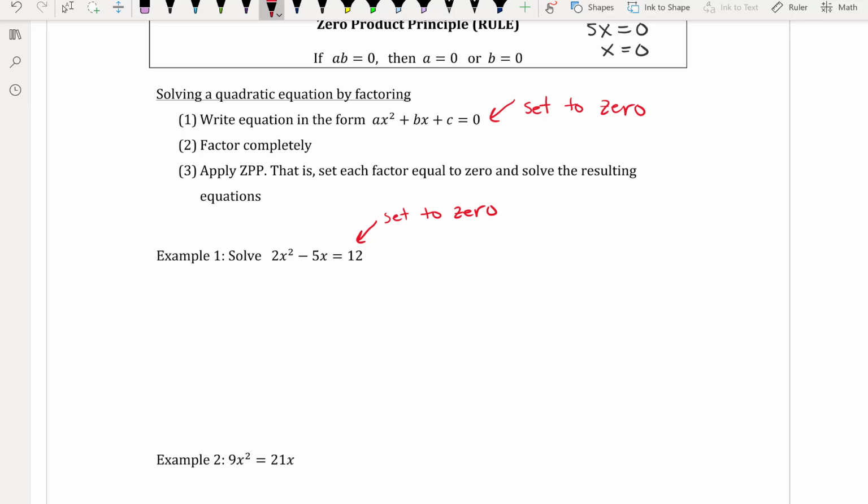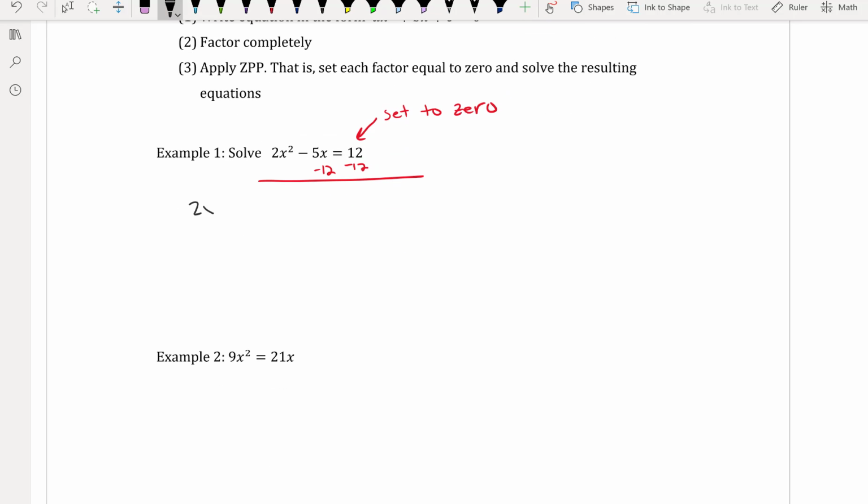In order for this to be equal to 0, I'm going to have to subtract 12 from both sides. So I'm going to have 2x squared minus 5x minus 12 is equal to 0. From here, there are a couple of ways that you can factor. I know a lot of students really like the AC factoring method, and that's fine. Here, my A is equal to 2, my B is equal to negative 5, and my C value is equal to negative 12. When I do the AC method, I have A times C up on top and my B down at the bottom.